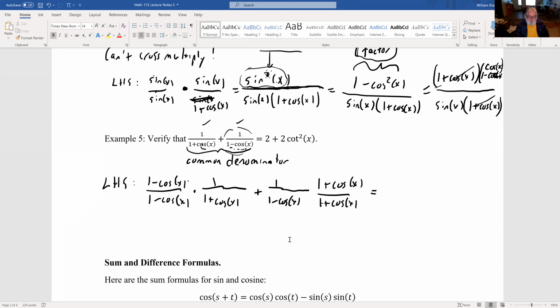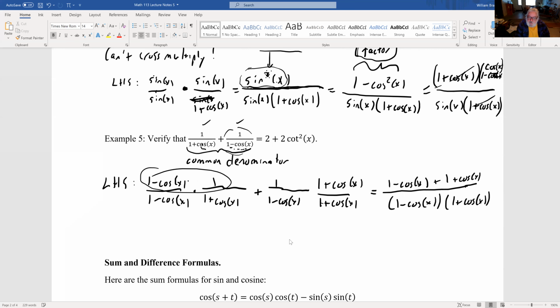So that looks pretty grim. But what do we have? We've got now a common denominator, which is 1 minus cosine x times 1 plus cosine x. And on the top, we have 1 minus cosine x, that's from here, plus 1 plus cosine x. So that's convenient, actually. These two cancel out. And so this becomes 2 over 1 minus cosine x times 1 plus cosine x.